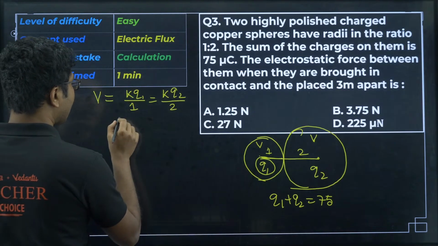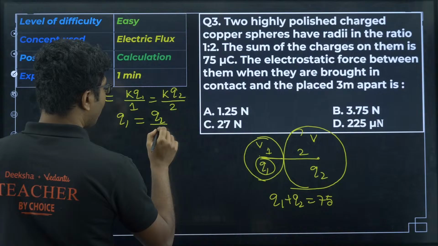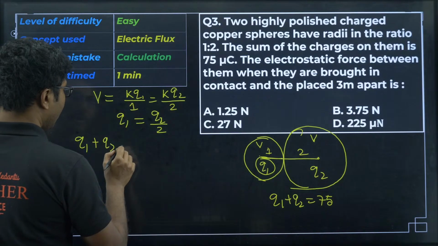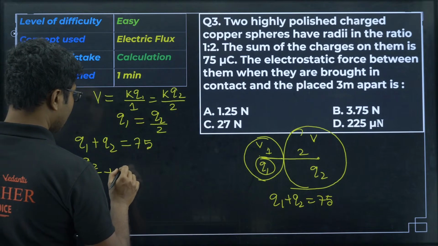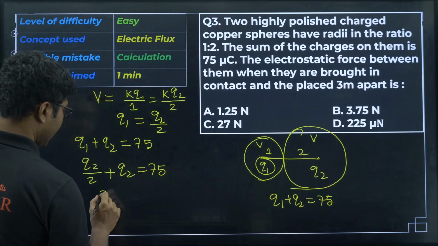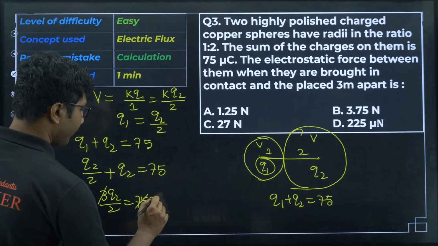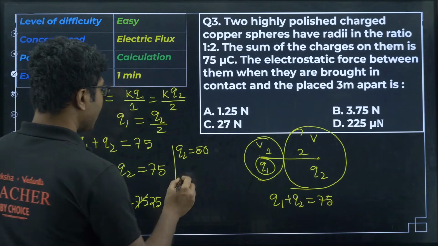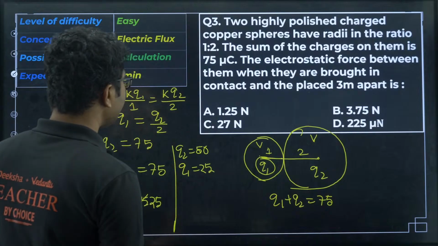From there you can find the relationship between Q1 and Q2, that is Q1 is basically Q2 by 2. Now you have to put it here. Q1 plus Q2 equals 75, so Q2 by 2 plus Q2 is 75, or 3 Q2 by 2 equals 75. So it will be cancelled, 25. So Q2 is basically 50, which means Q1 is 25. Rest is easy, right. Now we have calculated the charges.